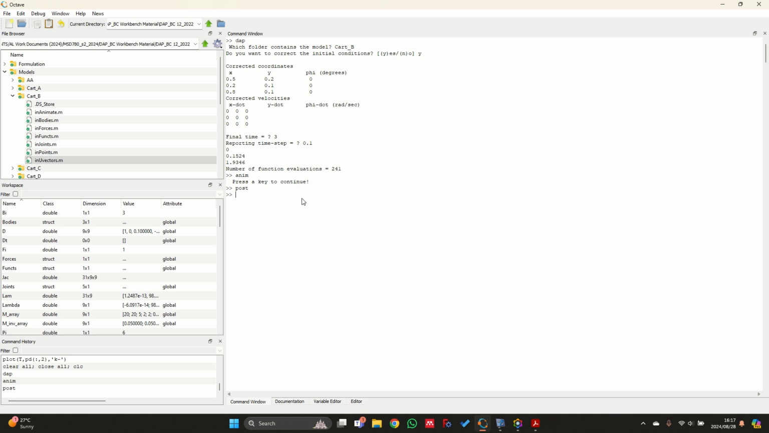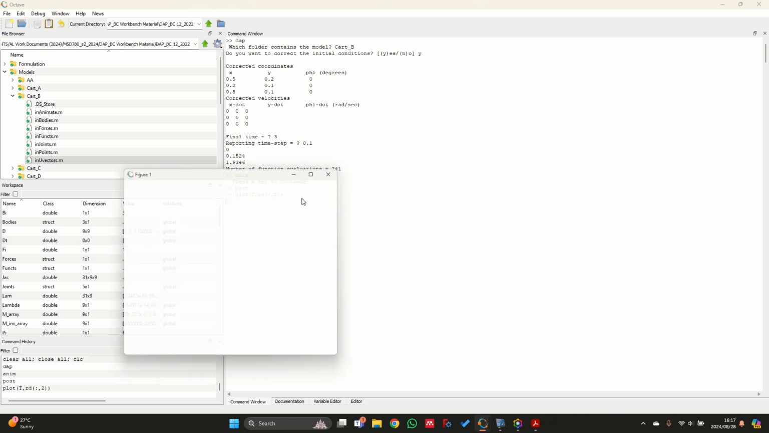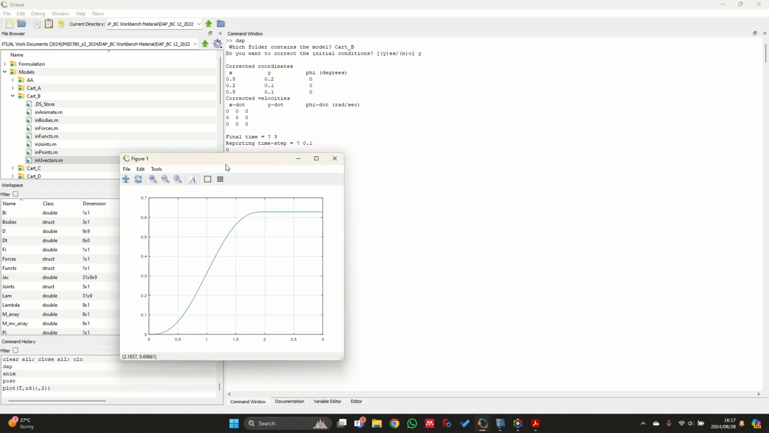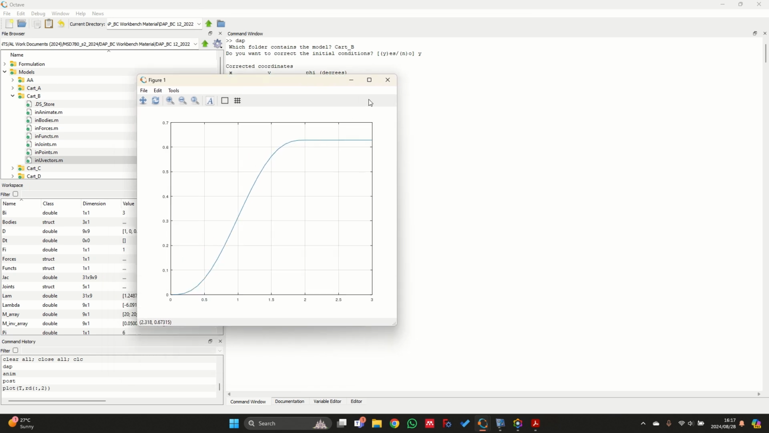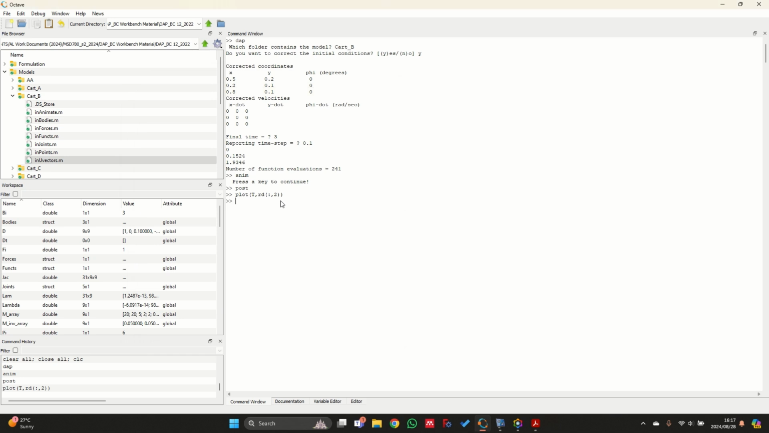So if I run post, then I can just go and plot it. So I'm just going to say plot t, and then it's going to be rd all of the times, and this is for body 2. And if I close the brackets, then I can see over here, let me just check, I think I actually plotted rd, so I actually want to plot pd over here.